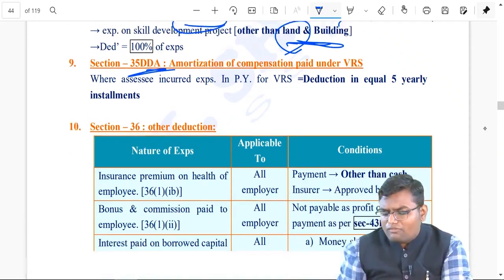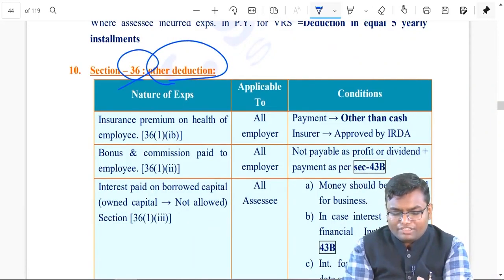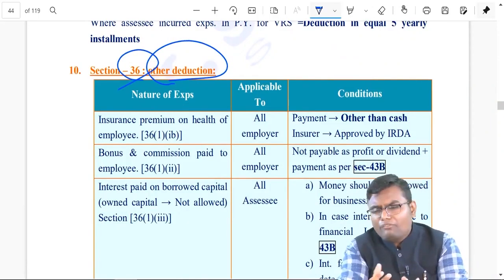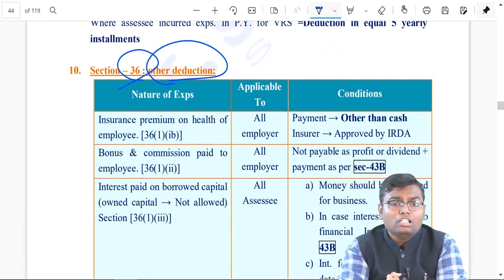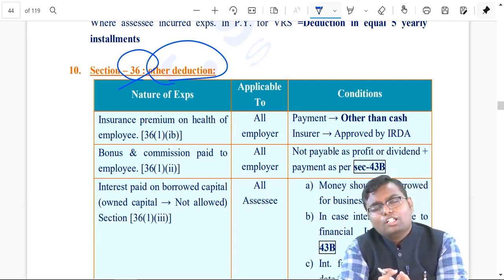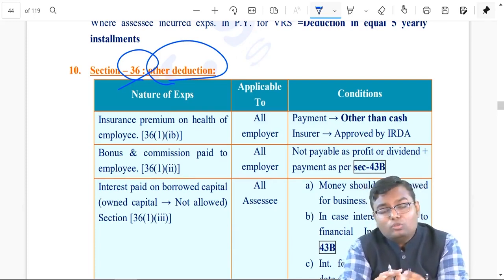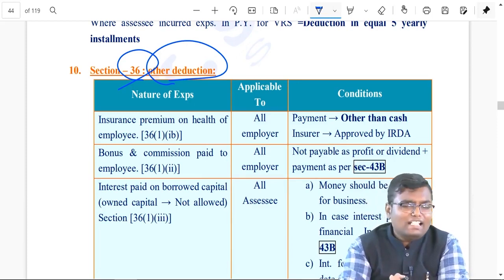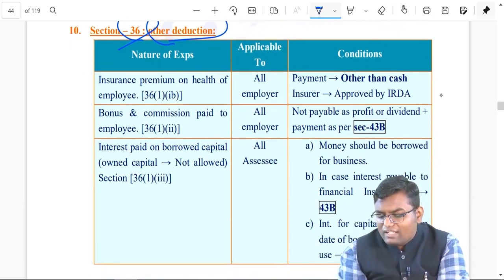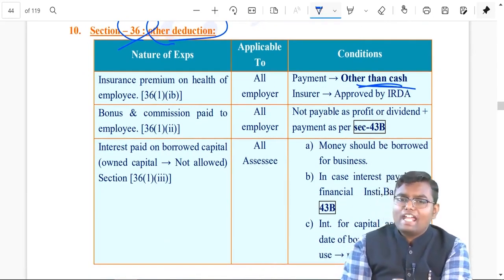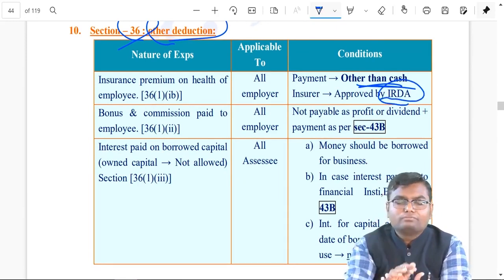Now there is a list of some other deductions which are also important, section 36. Some of the deductions I have covered. Number 1, insurance premium on health of employee. If you are an employer, you are taking insurance of your employee, you are paying premium on that, you will get deduction of that premium, provided you should pay otherwise than by cash. If you are paying through cash, you will get no deduction, and that insurer should be approved by the Insurance Regulatory and Development Authority, that is IRDA.